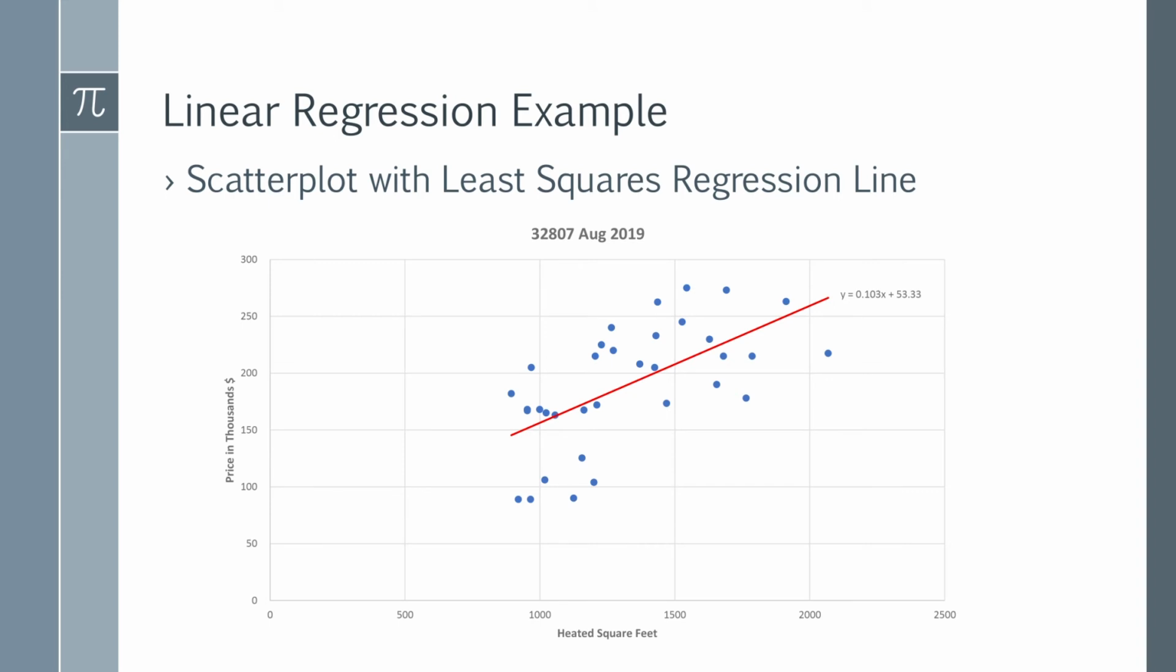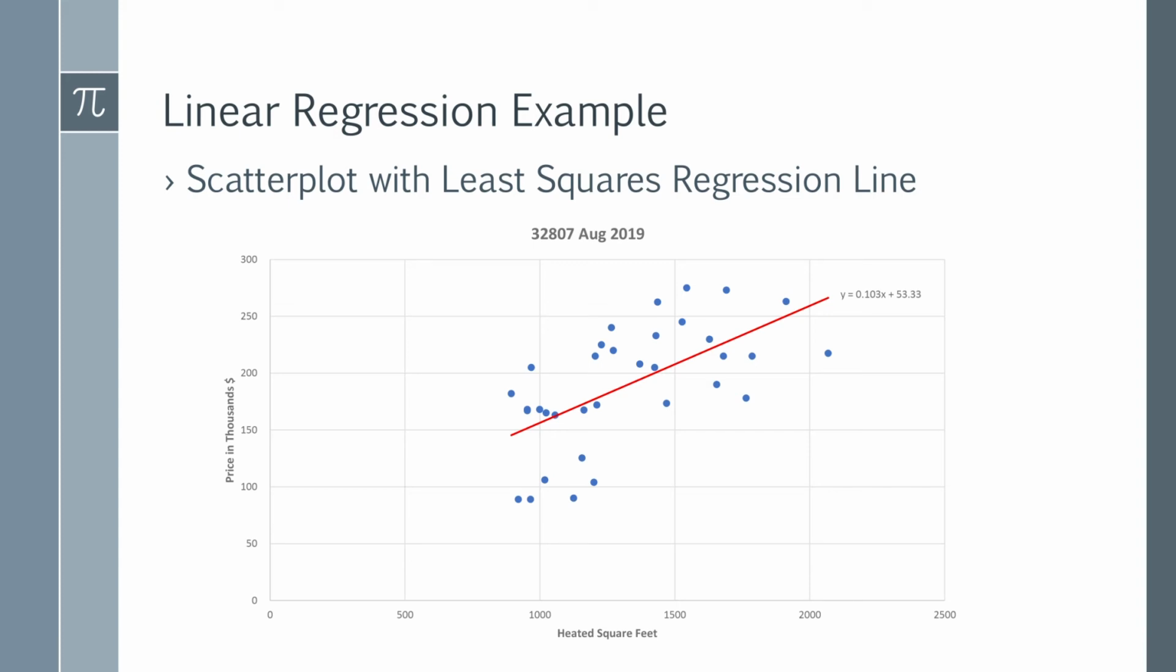So this slide shows the scatter plot of our data. So once again, we have the heated square feet on the horizontal axis and the price in thousands on the vertical axis. So this is the same scatter plot that I'd showed you earlier in this example. What I've done here is I overlaid our regression model. So we have the y hat equals 0.103x plus 53.33. Okay, so we've got our slope in there, we've got our y-intercept in there.